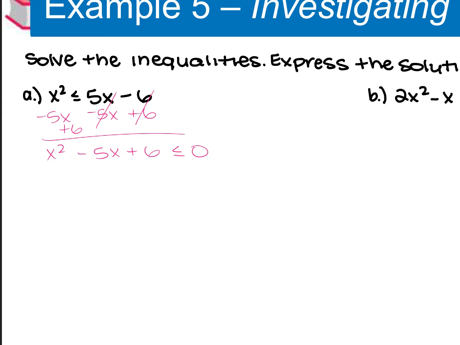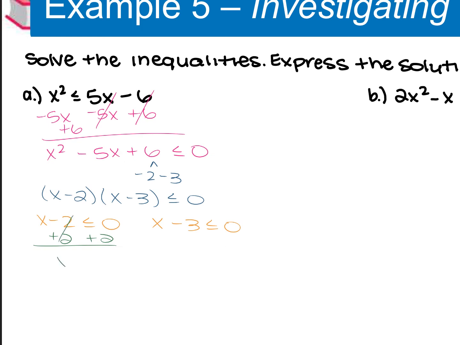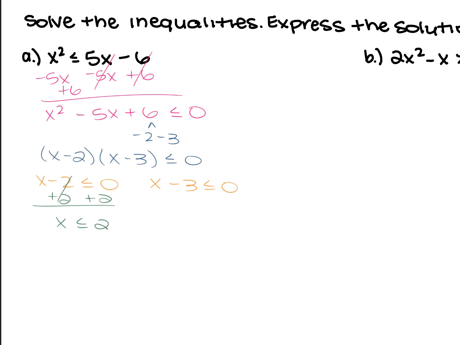So from here, we would factor. Your factors of 6 that add to be -5 are -2 and -3. So this would give us x minus 2 times x minus 3 is less than or equal to 0. From here, you would set them both less than or equal to 0 and then solve them. So with that, x minus 2 is less than or equal to 0, add your 2 over. That gives you x is less than or equal to 2. For your x minus 3 is less than or equal to 0, move your 3 over by adding it to both sides. And we have that x is less than or equal to 3.